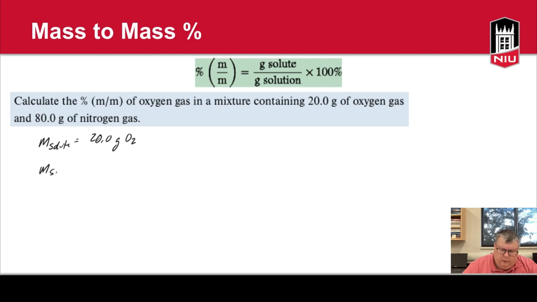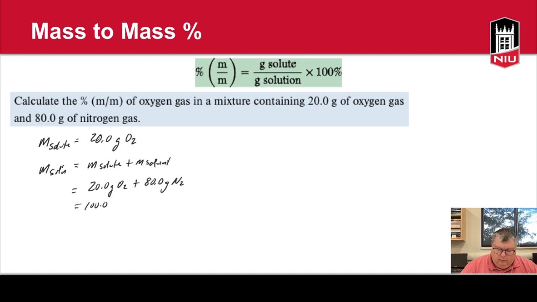What is the mass of our solution? Well, we can't do this in a volume percentage because volumes are not additive, but masses are additive. So the mass of the solution is the mass of the solute plus the mass of the solvent. In this case, 80 grams of nitrogen. So this is 20.0 grams of O2 plus 80.0 grams of N2 equals 100.0 total grams of solution.